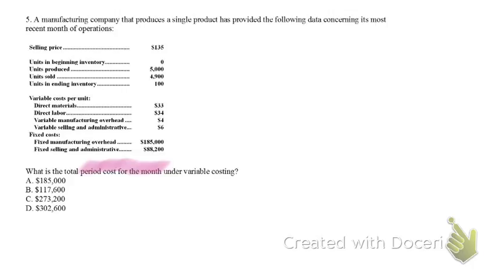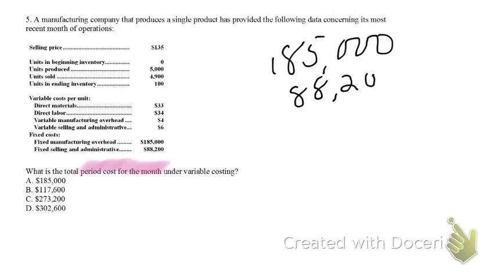So what that is going to include is the $185,000. That is the fixed manufacturing overhead. It's going to include the $88,200. That is the fixed selling and administrative. So we've included those two. And now we need to include one other thing. What we need to include is that variable selling and administrative. We have to include that $6 of variable selling and administrative.